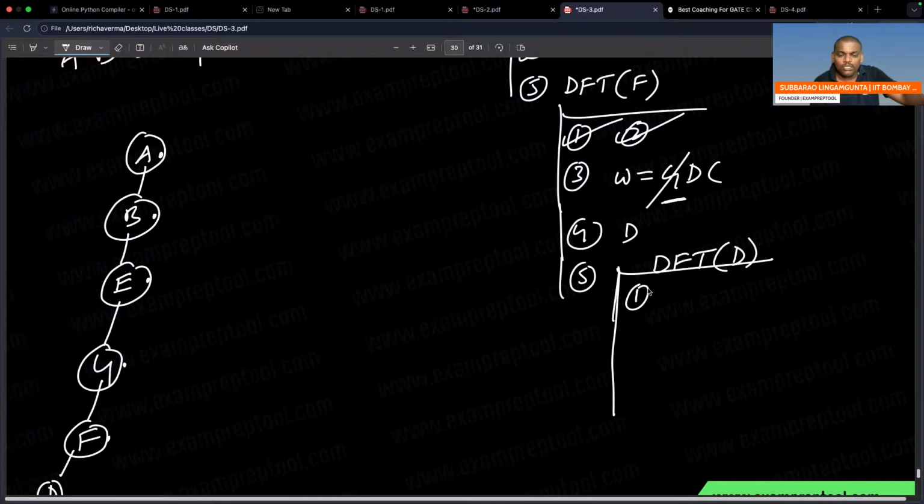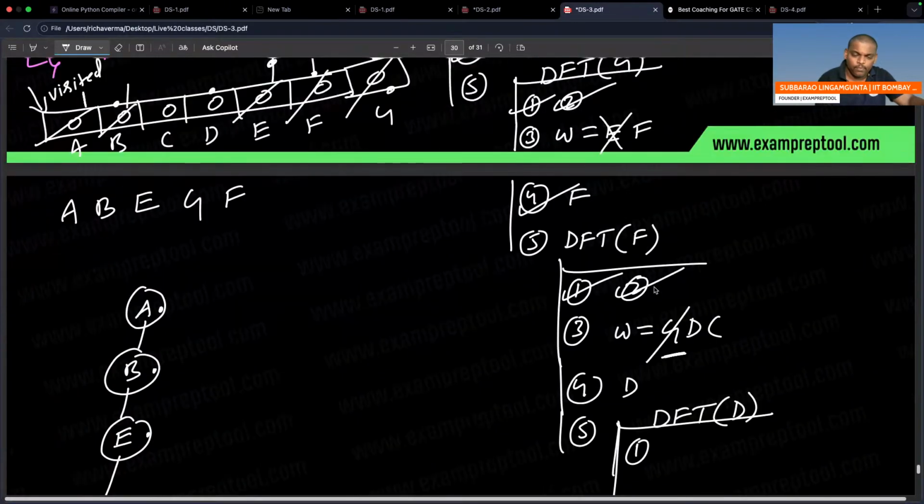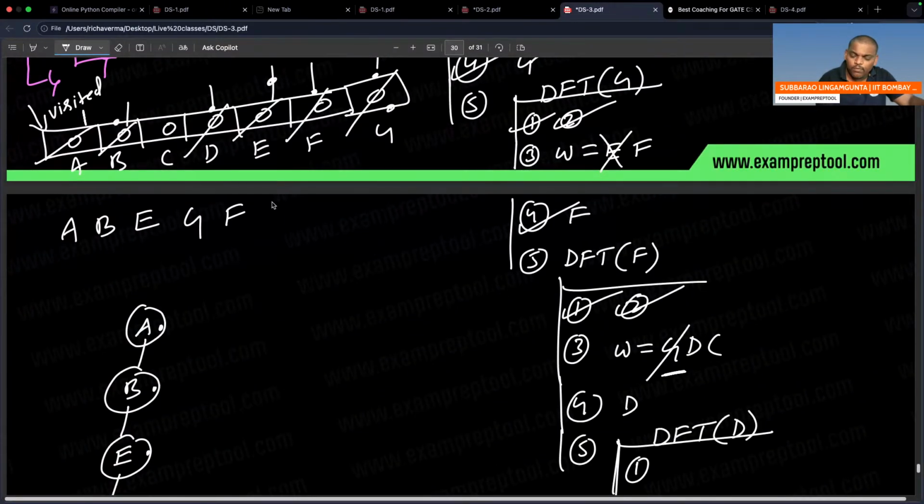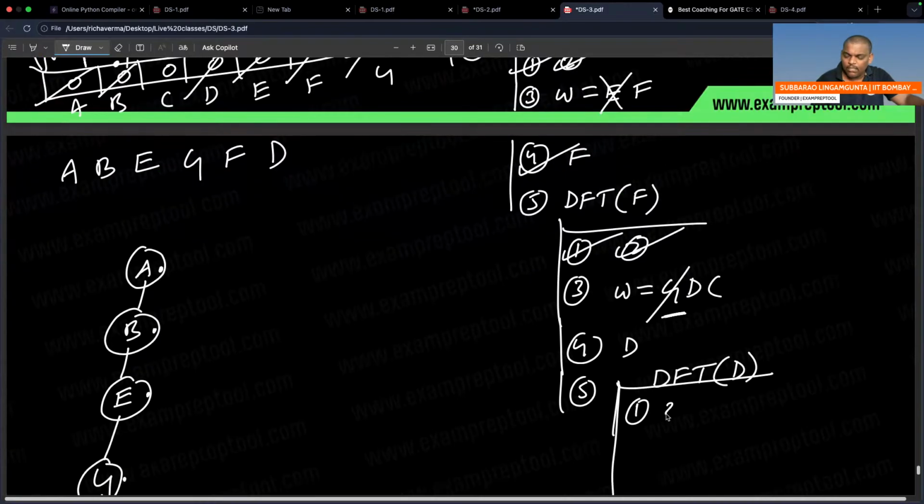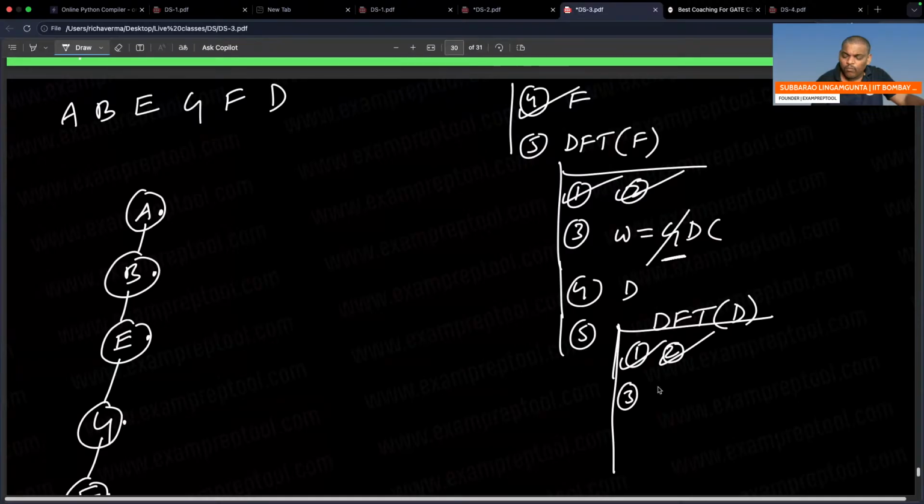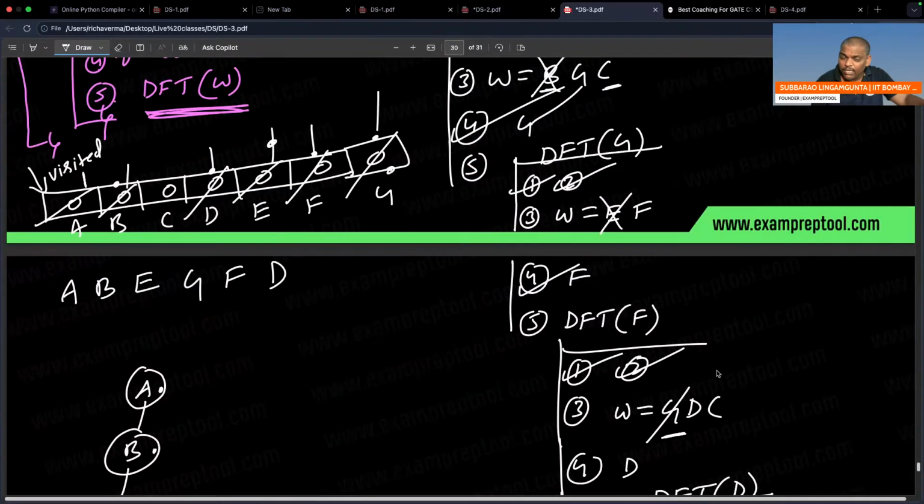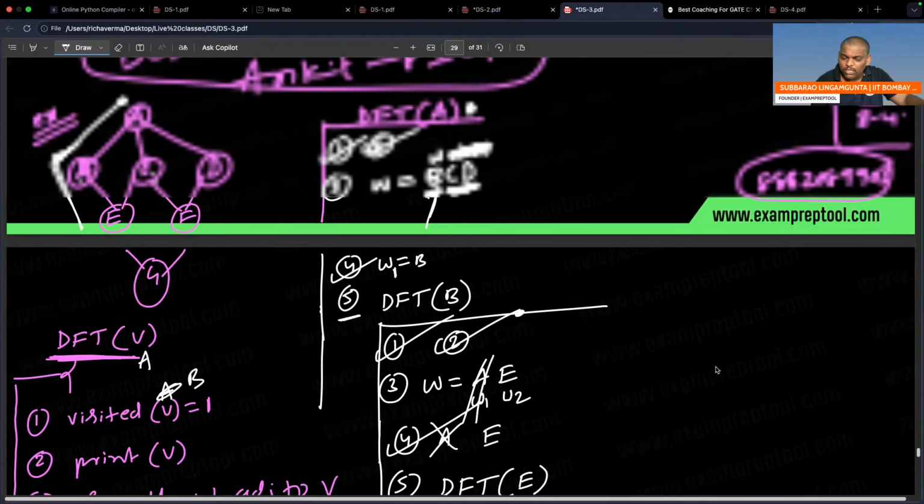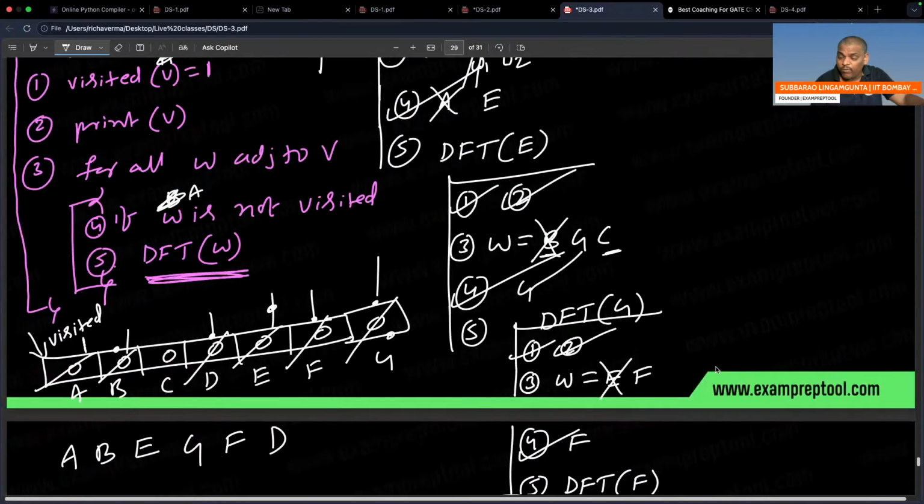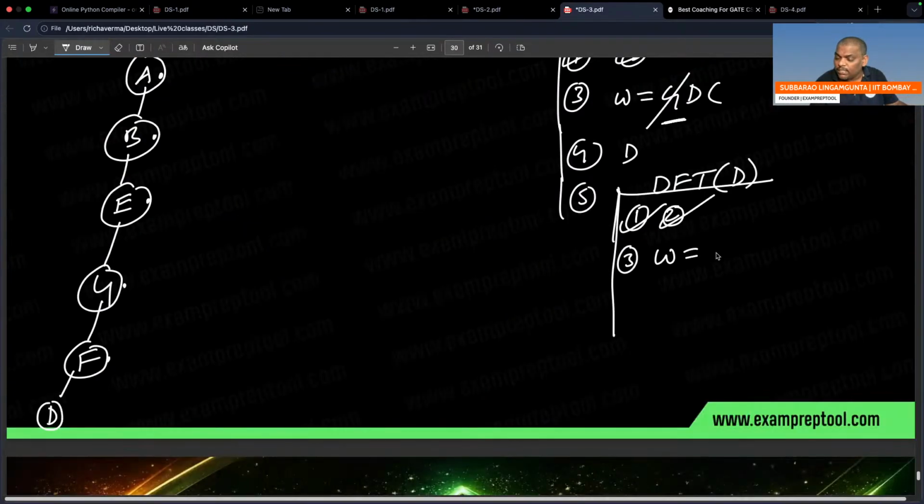Almost everything is ready. Now can you see the first step? Widgeted of D is equal to 1. Next one, D printed. Third one, for all W adjacent to D. Everyone observe, adjacent to D is A and F.